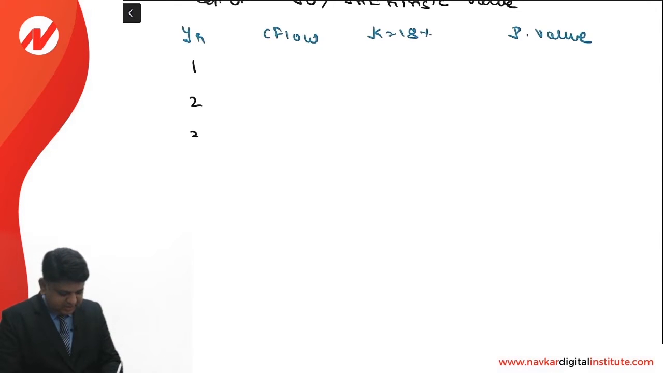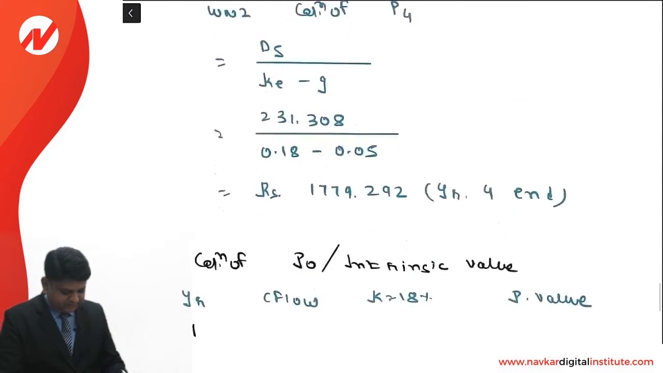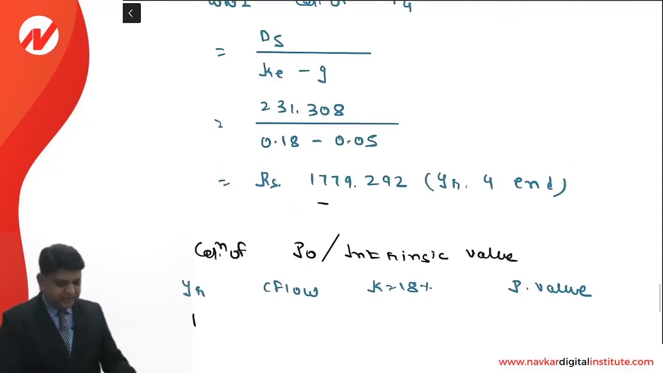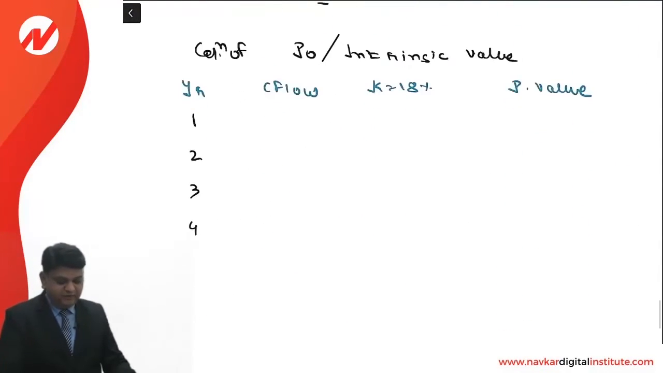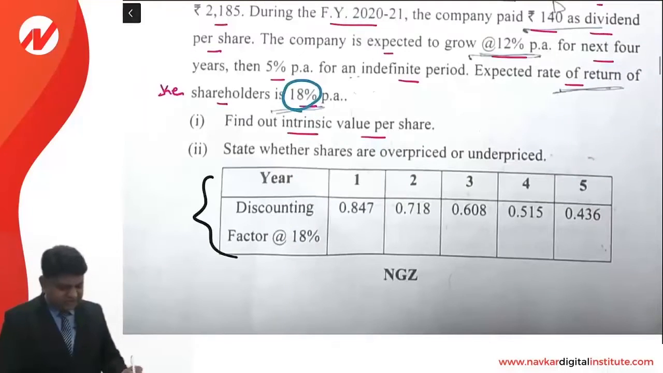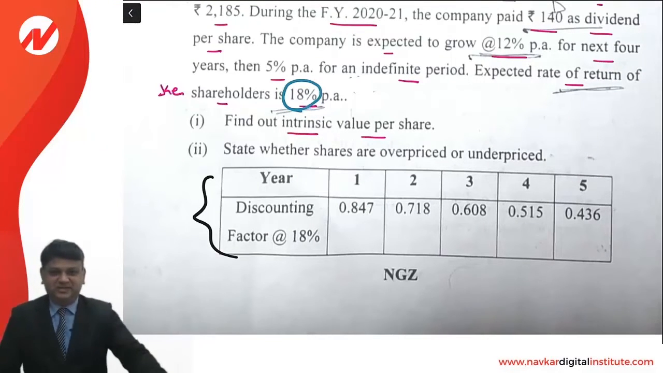First year, second year, third year and 4th year. An investor will receive this amount of the dividend from end of year 1 to end of year 4 and 4th year end this price. All of them would be discounted with the discounting factor which is given to us in the question. Here is the discounting rate. And based on that, we will compute the price.